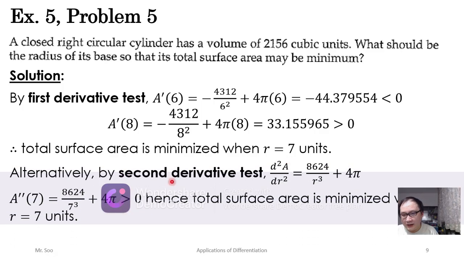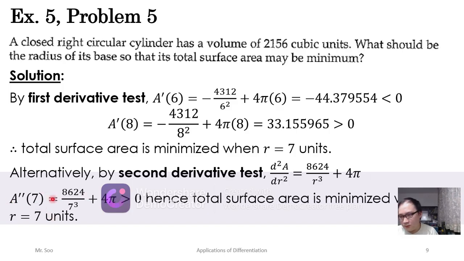Similarly, using the second derivative test, you differentiate one more time. So our first derivative is what? Minus 4312 over r squared plus 4 pi r, correct? So you differentiate again, you should get 8624 over r cubed plus 4 pi.